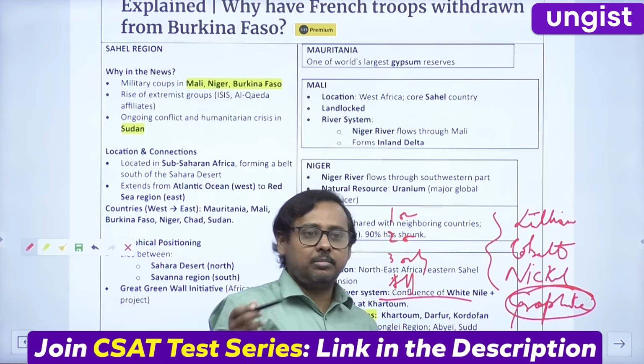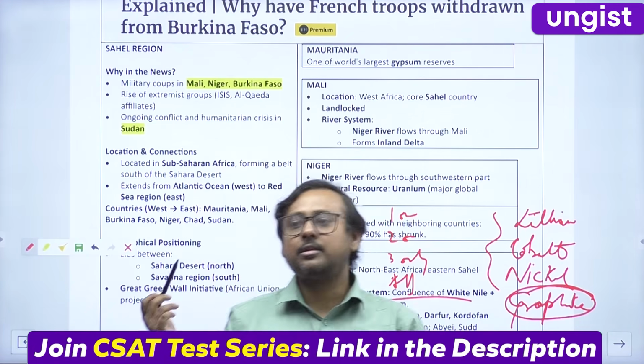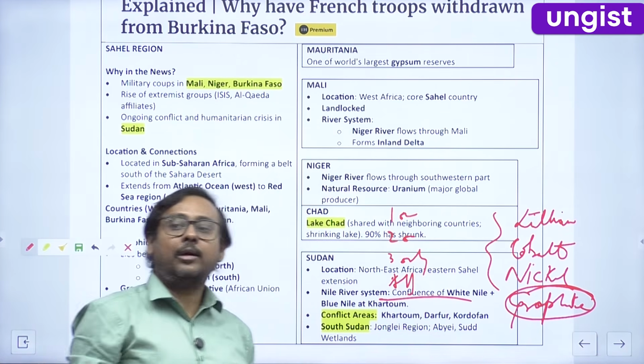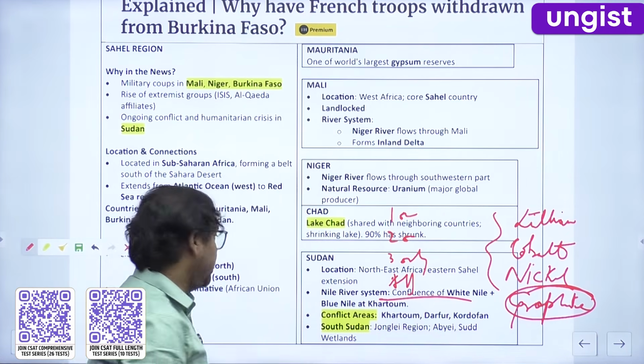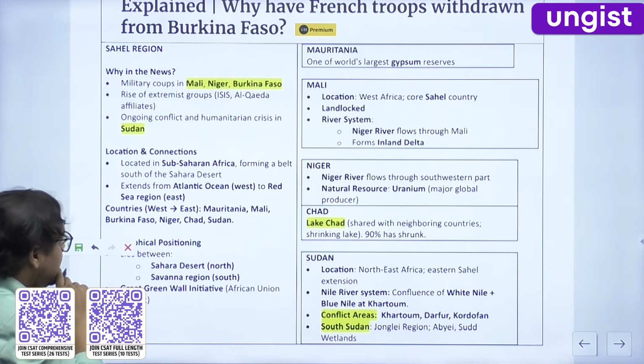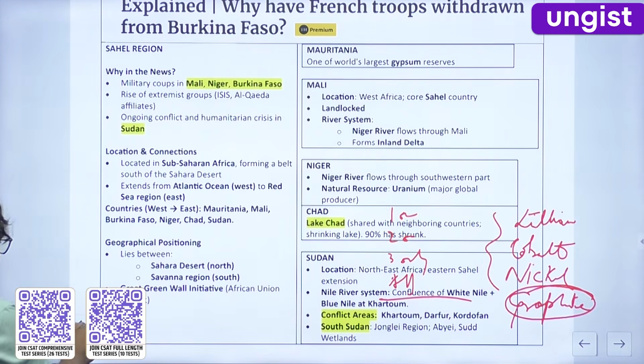Anode, cathode, many people have forgotten. They studied in their school days. But again, do your anode and cathode well. Do your minerals well. UPSC will ask questions. Okay. Now, so gypsum, right?